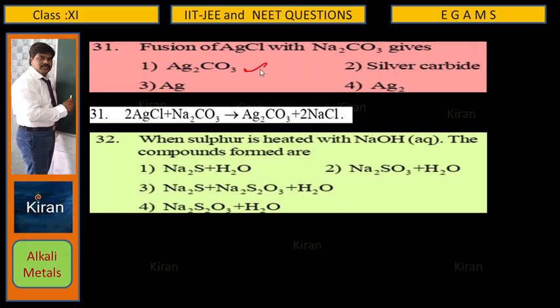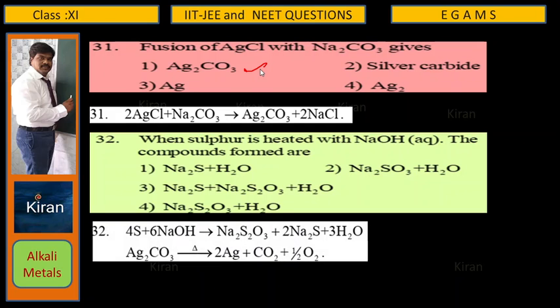When sulfur is heated with aqueous NaOH, what are the products forming? I am showing you on this screen. 4 moles of sulfur reacts with 6 NaOH. You are getting sodium thiosulfate Na2S2O3 plus sodium sulfide and water. The same way, on heating silver carbonate, we are getting silver and carbon dioxide plus half O2. So what is the right option for question 32? The products we are getting, as per the equation, is the third one.